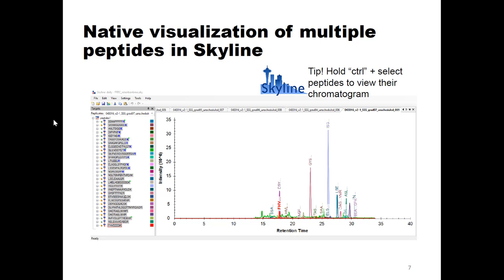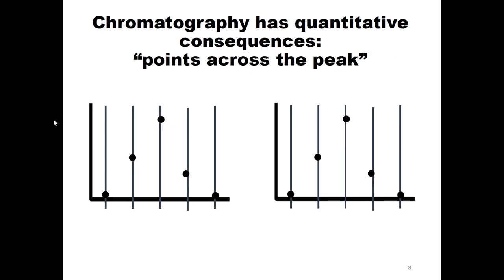We could talk more about that later if there's any informaticians that are kind of curious about that. Showing you here all of the peptides that are in this Skyline document, you can visualize all of them by just selecting all of them and see how they're eluting over time. But let's talk about the practical effects of chromatography.